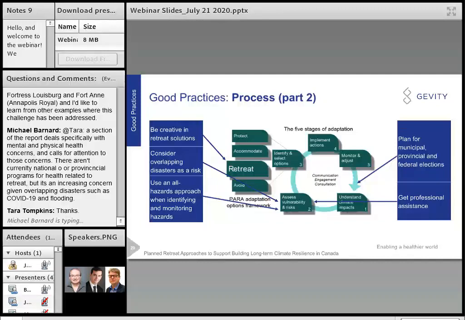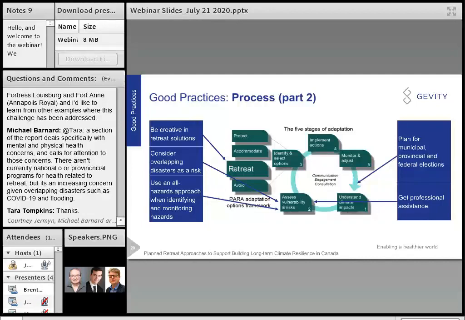Using an all hazards approach: communities often have a single clear hazard, but multiple other hazards that may happen or may affect that community. So as you're starting the adaptation process, it's often useful to understand your vulnerability to multiple different hazards, not just focus on the obvious hazard.